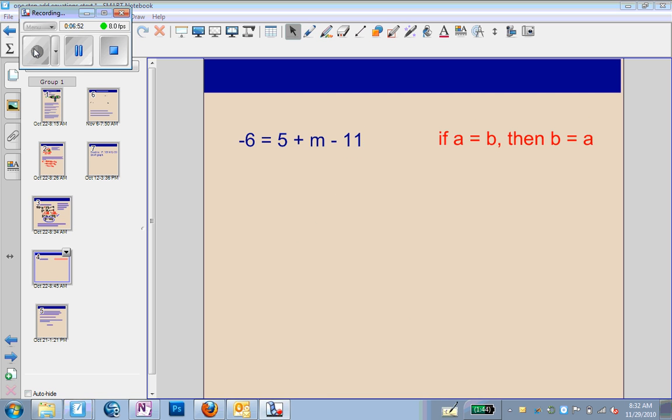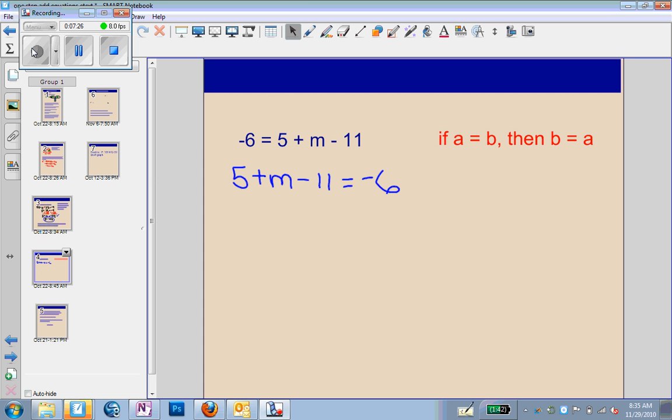In this example, I have written over here, if a equals b, then b equals a. Because you can take these two sides and flip them around, and I can rewrite this as 5 plus m minus 11 equals negative 6. So if you like to always do variable on the left-hand side, there are some advantages to always having your variable on the left-hand side. You don't have to do that. You can solve it with the variable on the right-hand side, and it's the same thing. You'll get the same answer.